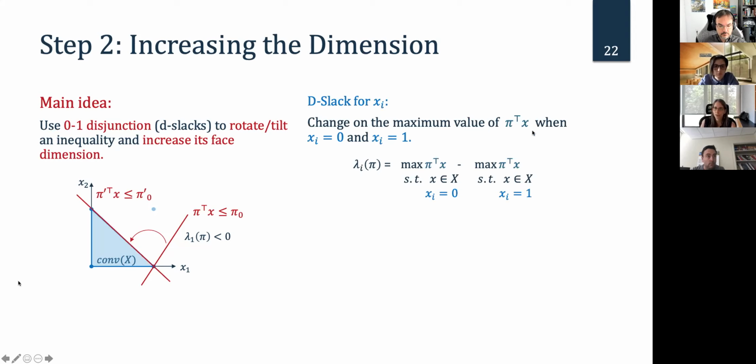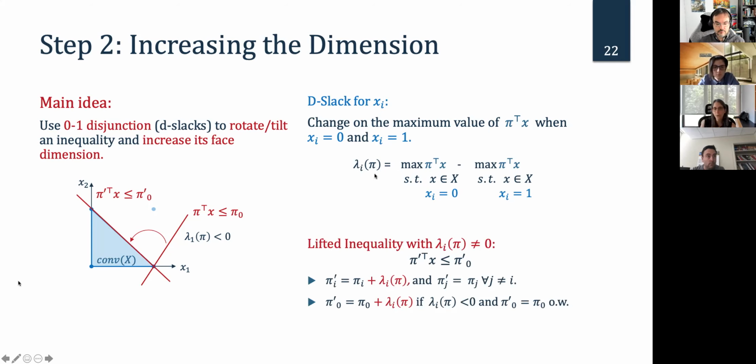So this D slack we define it as follows. We have the coefficients of our constraint, and now what we're going to do is optimize the problem when one of the variables is equal to 0 and when one of the variables is equal to 1, and we take the difference. So that's why we get this 0-1 disjunction, and this difference is what we call the D slack. And our procedure is as follows. If one of these coefficients, I can choose any variable, is different to 0, then I can get a new constraint by just changing some of the coefficients with this lambda, with this D slack, as follows.